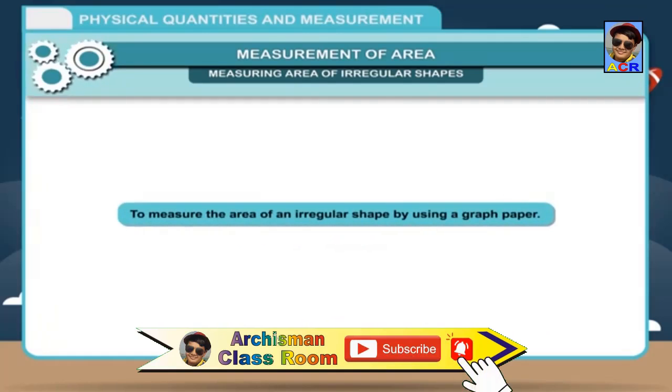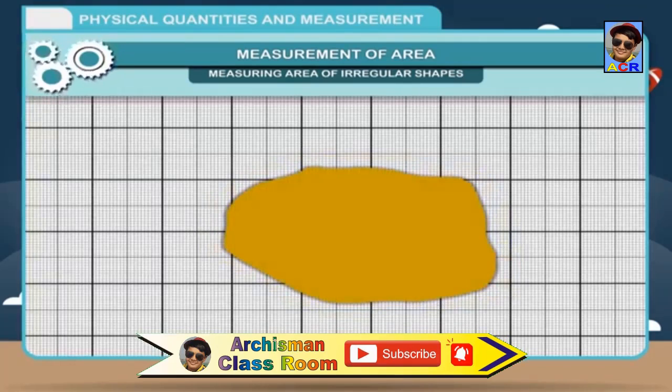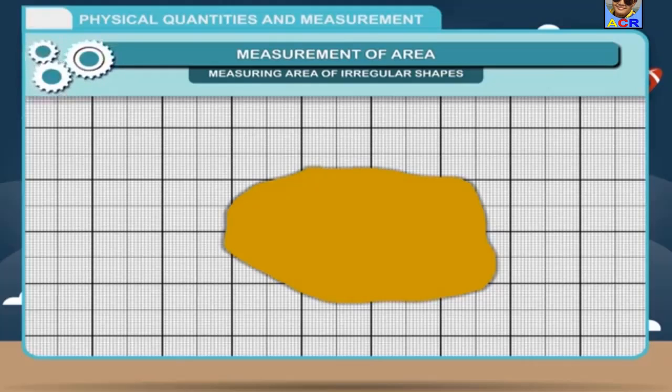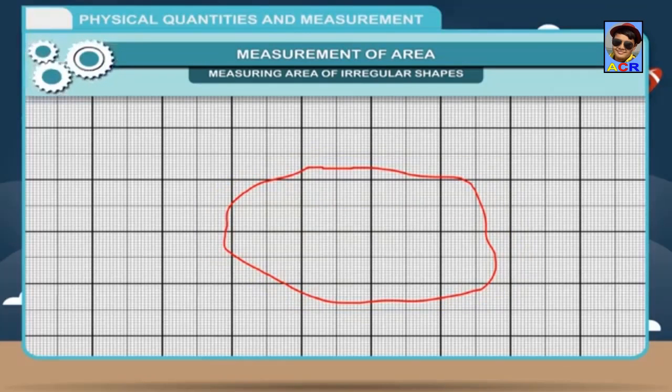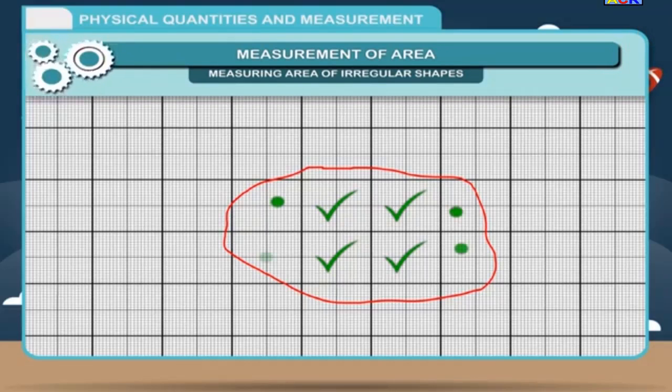Activity: to measure the area of an irregular shape by using a graph paper. Place an irregularly shaped object on a graph paper and trace its outline on the graph paper. You will find that there will be some complete squares and some incomplete squares within the outline of the object. Count the number of complete squares within the outline, shown by the symbol 3. Then count the number of incomplete squares that are half or more than half within the outline, shown by the symbol dot. Ignore the squares with less than half part within the outline.